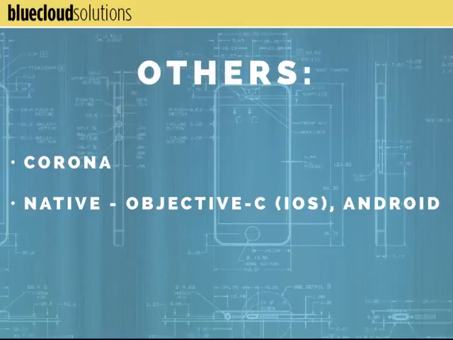Now, a few others you might see. Corona. We don't sell any Corona on Blue Cloud, but you might see that out there. And then obviously native, which is what I mentioned earlier, where it's just iOS. Objective-C, Swift is also part of the native iOS platform, and then Android. So it's just iOS, and if you want to go cross-platform, you need to do the conversion yourself.